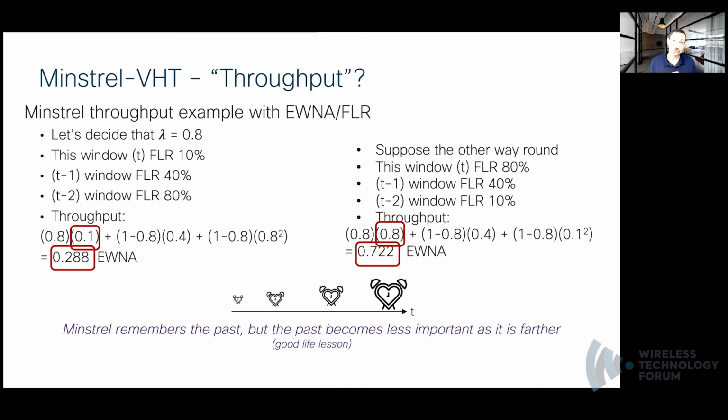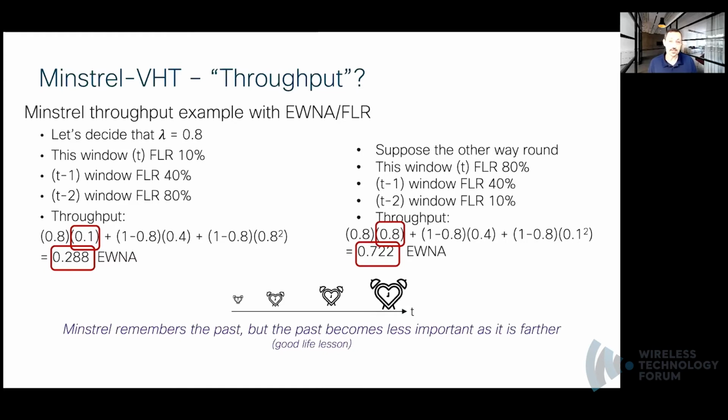So by combining those together, you create this throughput value, which is in fact a score. And what that gives is what you see on the left side, where you do lambda times the success rate now, 0.1, 10%, plus 1 minus that lambda times the previous window score, 0.4, plus 1 minus 0.8, that lambda thing, times the previous score, 0.8, but this time squared. And then you could go on, 3 windows ago and so on. You can continue that for a certain number of windows you want to remember. And you see that the output here is that your throughput value is not 0.10, it's 0.28.